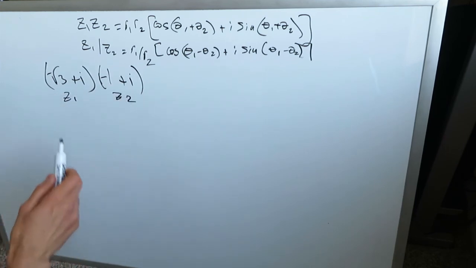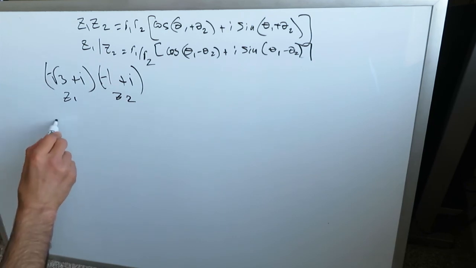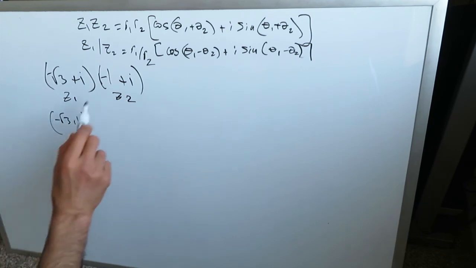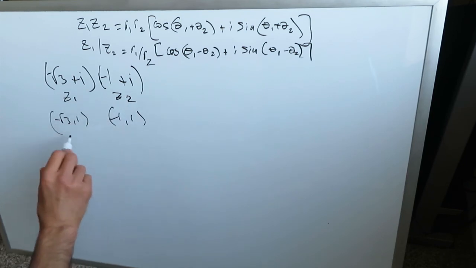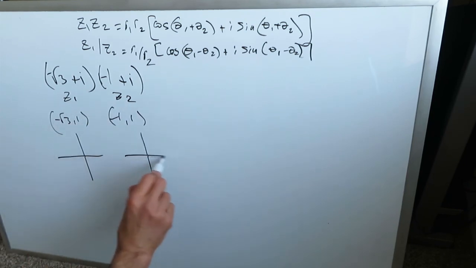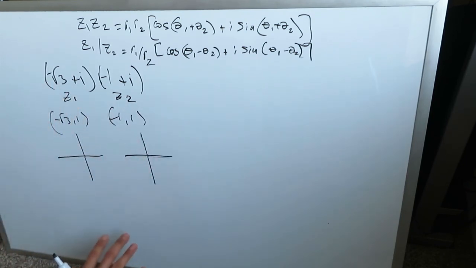Again, split them up into their coordinate forms. This is minus root 3 comma 1. This right here is minus 1 comma 1. Then you want to graph them out. Remember, we have to convert these basic forms into their trigonometric forms, and from there run them through the appropriate formula.